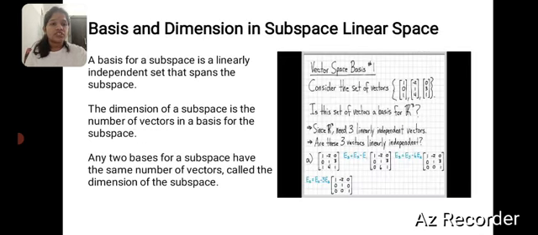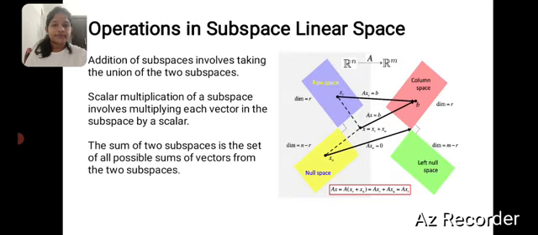Basis and dimension in subspace linear space. A basis for a subspace is a linearly independent set that spans the subspace. The dimension of a subspace is the number of vectors in a basis for the subspace. Any two bases for a subspace have the same number of vectors, called the dimension of the subspace.